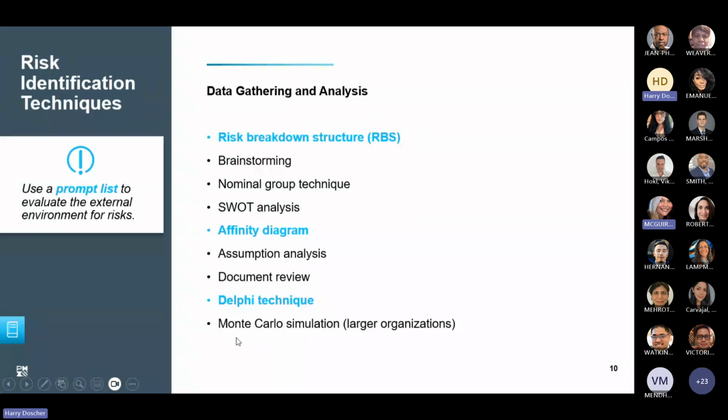Now, Monte Carlo simulation is an algorithm for the risk assessment. It takes a while to set up, takes a while to run because you're doing multiple passes. That's why they mention here that it's for larger organizations.